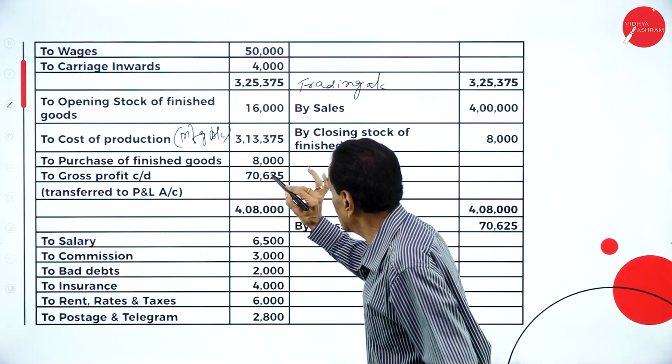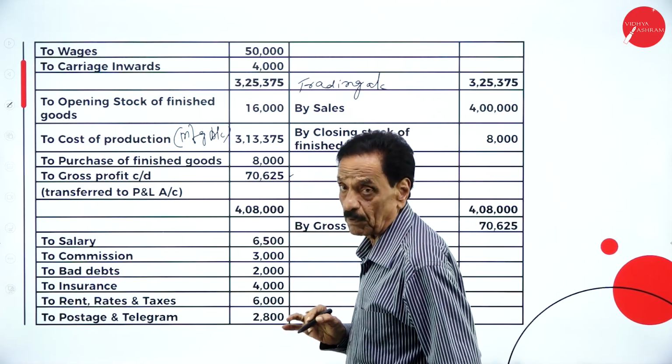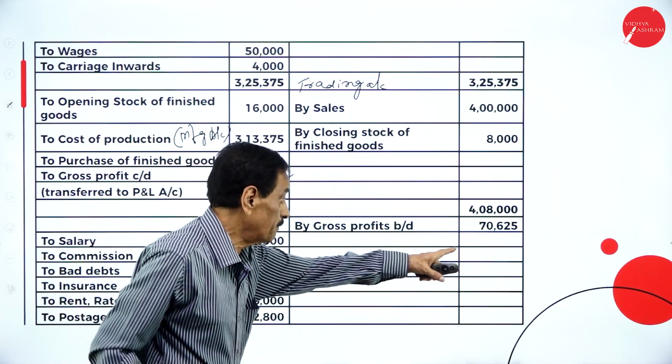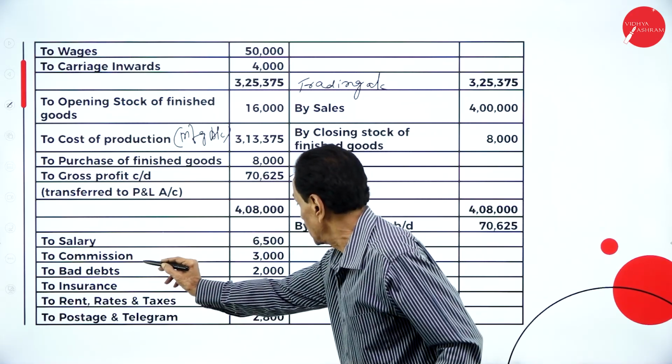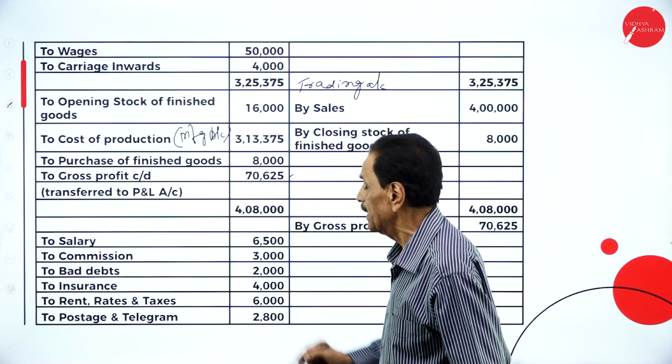The difference will come: 70,625. This is your gross profit. Transfer to profit and loss account. By gross profit brought down 70,625. Remaining salary. This salary is 6,500.